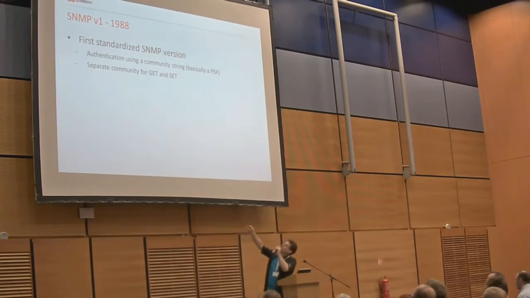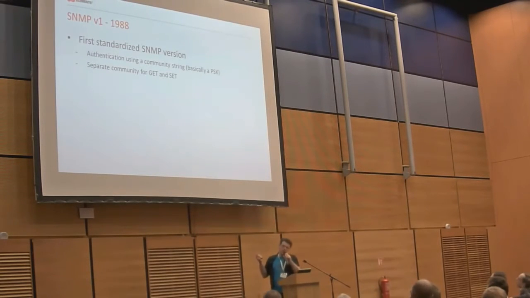And why I'm saying that it's really old is simply because, don't use it. And if somebody still uses SNMP v1, please stop. It's extremely old. Don't do it anymore. So it was the first standardized version. Authentication using a community string, which is basically a pre-shared key.